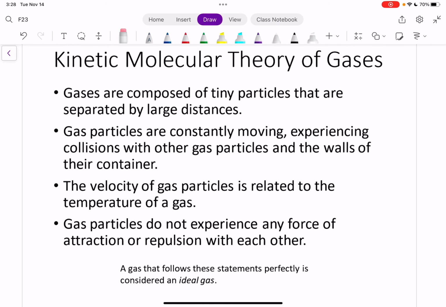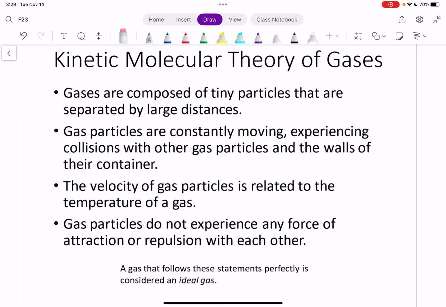So we can sum up these kinds of ideas or observations about gases using something called the kinetic molecular theory. And a gas that follows all of these rules or statements that I'm going to read through with you, that's called an ideal gas. It's kind of a perfect gas. Of course, not all gases are ideal gases, right? They're not always ideal. But an ideal gas will behave in the ways listed here.